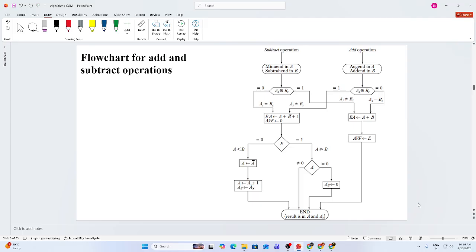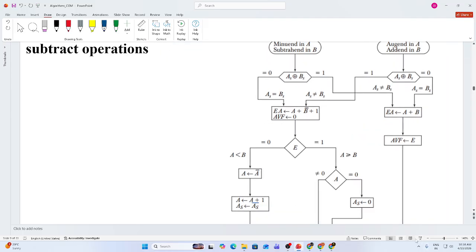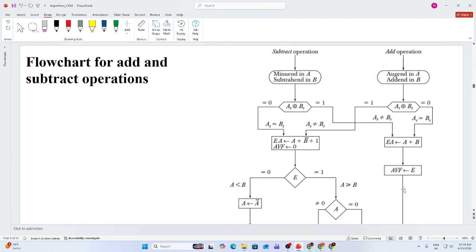So in this algorithm, what do I do? First of all, in case of addition, A is called the augend, B is called the addend. In case of subtraction, A is called the minuend, B is called the subtrahend. First, in both these cases, I need to take a decision whether to perform addition or subtraction. In 2 cases I need to perform subtraction, and in the remaining 2 cases I need to perform addition. So in case of addition, first I compare the signs. If the signs are equal, meaning this XOR gate value will be 0, then I need to do addition.